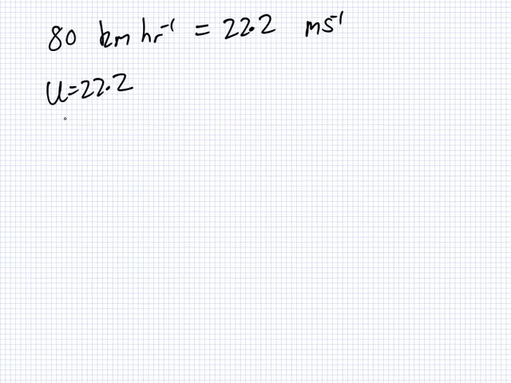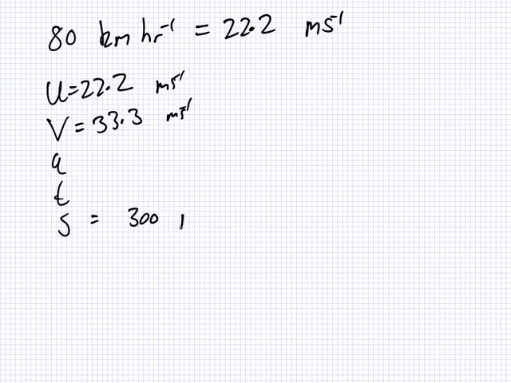And the driver puts her foot down, and the car accelerates to 120 kilometers per hour. So that's 33.3. And over a distance of 300 meters. Right. And you want to know the acceleration: how long did the acceleration take, and how large was the acceleration? So in other words, the A and the T.